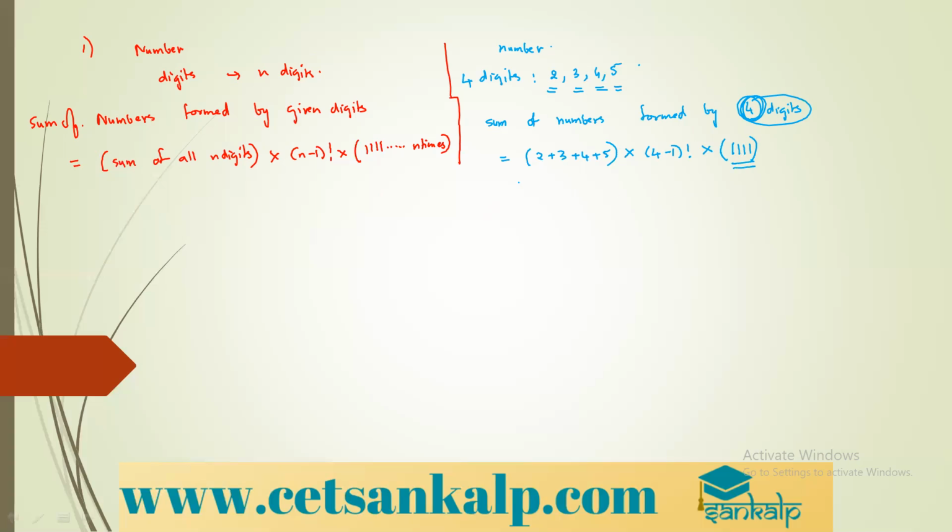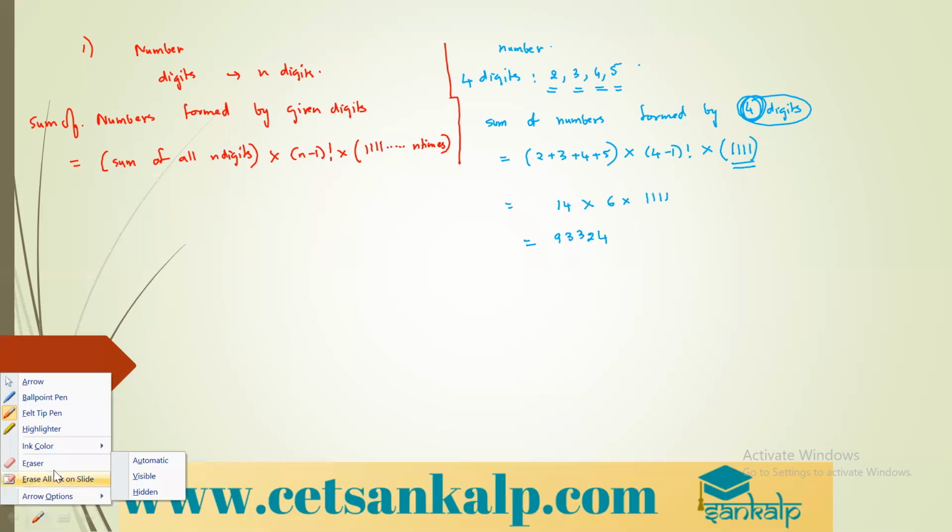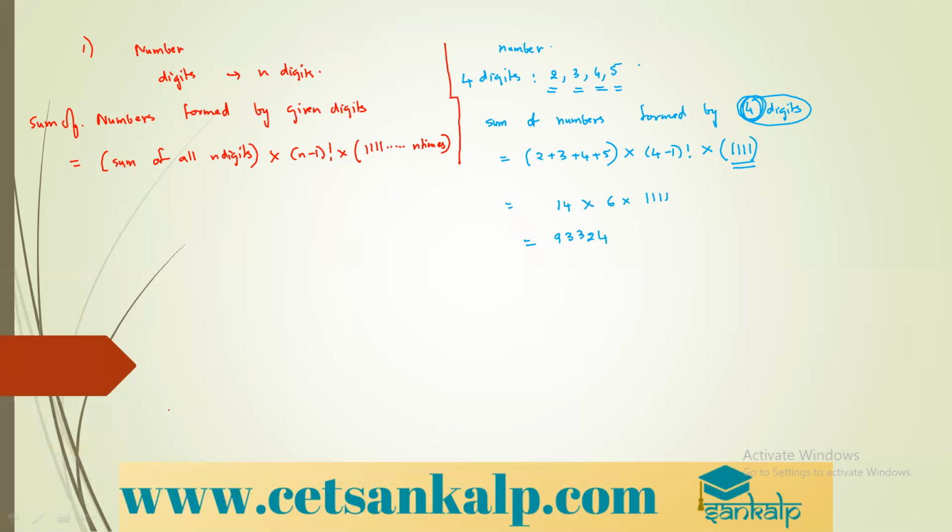That means the number which is formed here is 1111. You have to multiply with that. So 2 plus 3 is 5, plus 4 is 9, plus 5 is 14, into 3 factorial which is 6, into 1111. And that will be 93,324. So the sum of all the numbers formed by these 4 digits is 93,324. Like this, I will give you one shortcut formula and one example also by the side.